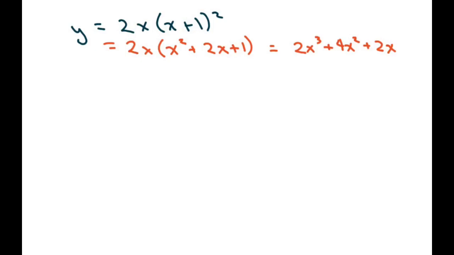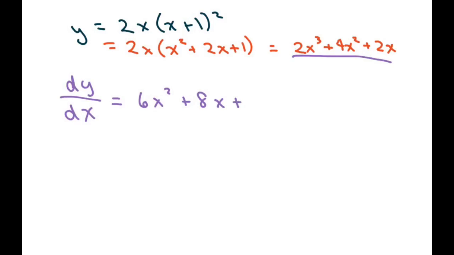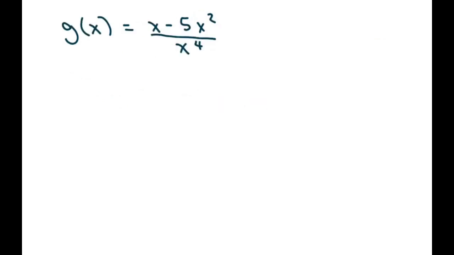Now we're going to go ahead and differentiate our y with respect to x of this function here. And that's going to give you 6x squared plus 8x plus 2. Okay, the next ones are this one. So the first thing I want to do is put this x to the 4th under each of my terms.